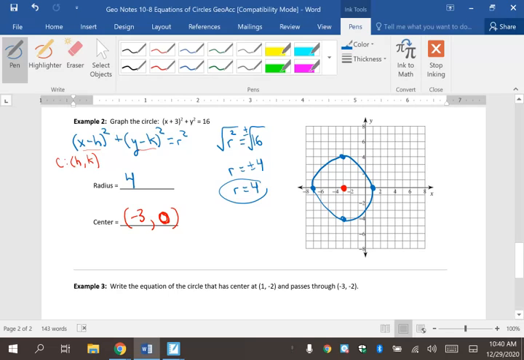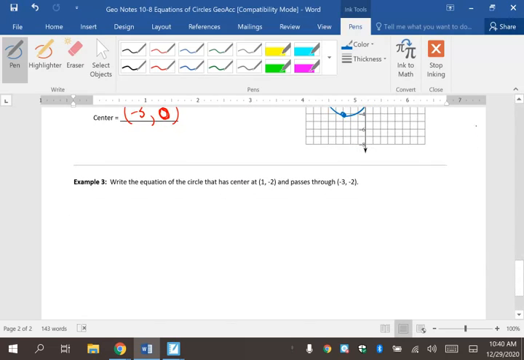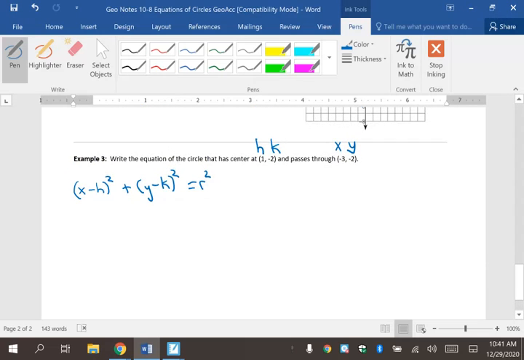We just have one last problem to do, and it says write the equation of a circle that has center (1, -2) and passes through this other point. So let's write down the general equation of a circle, (x - h)² + (y - k)² = r². So the center is (h, k). Oh, it doesn't give us the radius, but it does pass through a point. So remember, a point on the circle is just (x, y). So we're going to have to figure out what r is, but we'll plug in these numbers into the equation.